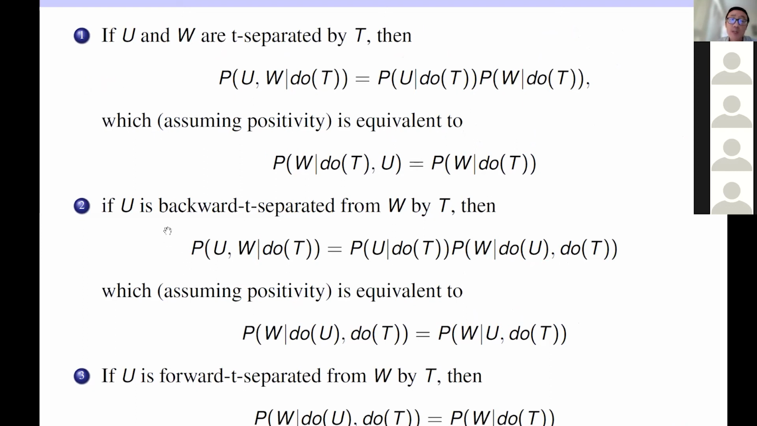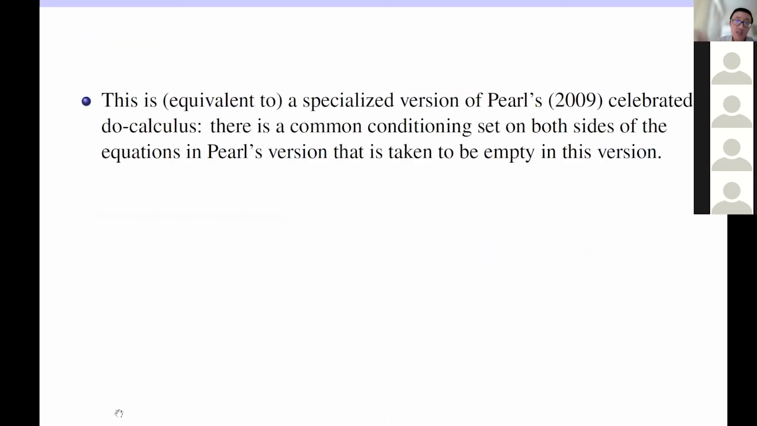And the second rule is the backward T separation rule, which says that, right, you can actually have this chain rule of do-probabilities, which is just equivalent to Pearl's second equation, a special case of that. And then third, you have similarly a special case of Pearl's rule. Now this specialized version, so maybe I just finish with this. Sorry for the delay. I think already 3 minutes past.